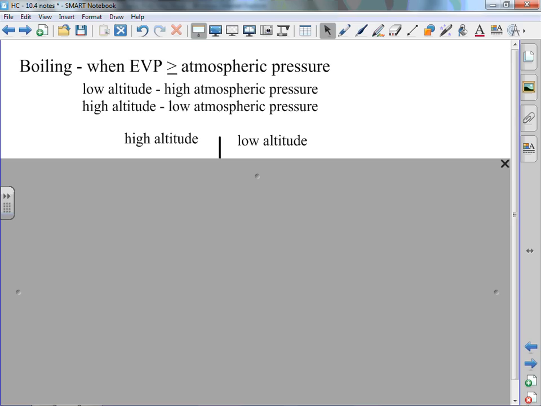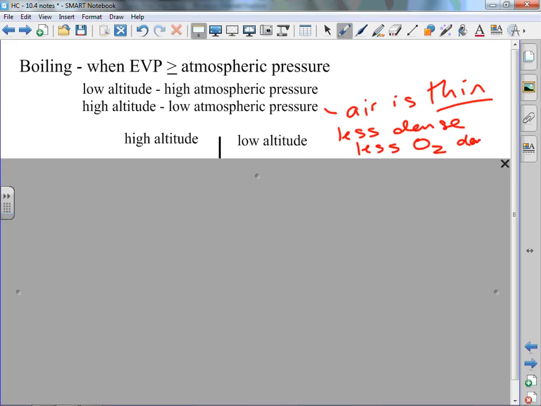Now, let's take altitude. Low altitude, high atmospheric pressure. High altitude, low atmospheric pressure. When we hear the phrase high altitude, it's low atmospheric pressure, sometimes I feel the air is thin. What do we mean by the air is thin? Less dense. Well, what is less dense? This means less oxygen density. Oxygen is not as dense.